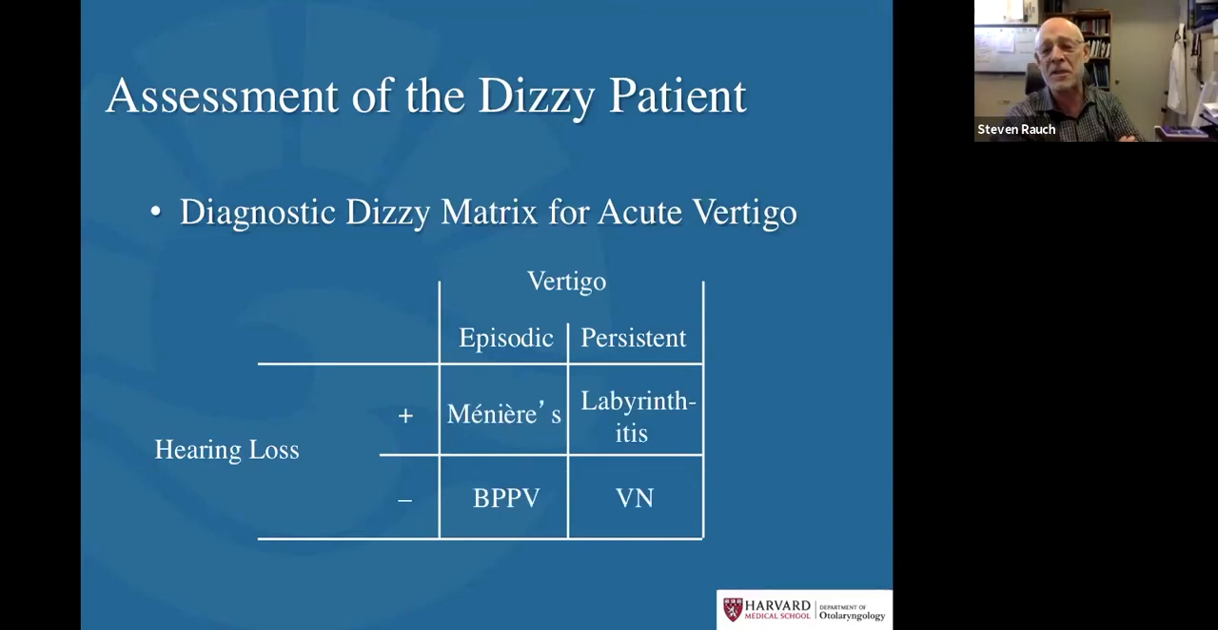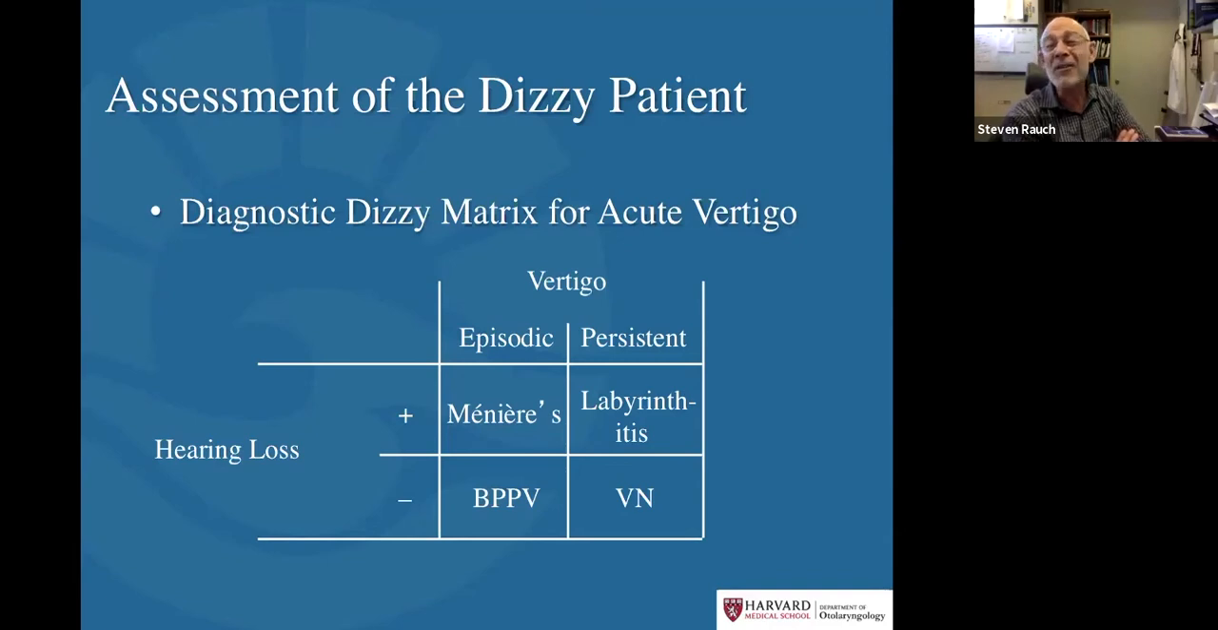Here's the answers. If somebody has vertigo episodes and hearing loss, 60 to 80% of those patients have Meniere's disease. If they have episodic vertigo and no hearing loss, they probably have BPPV. Now, you can certainly ask them, how long does a vertigo last? And if it's 20 seconds or if it's 2 hours, you have an absolute discrimination between these 2 disorders. But you don't even need that. 80% of the time, you're going to be right, just filling in the matrix.